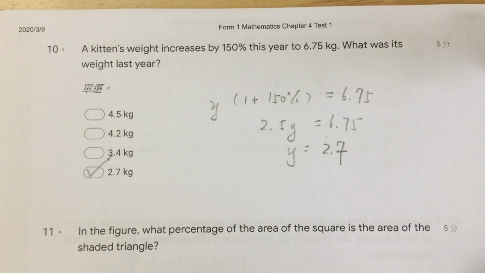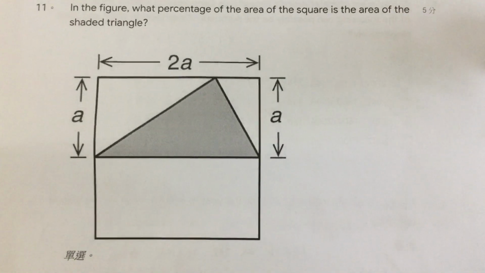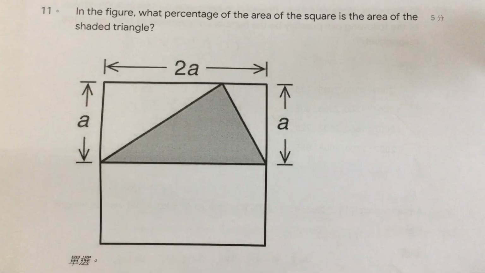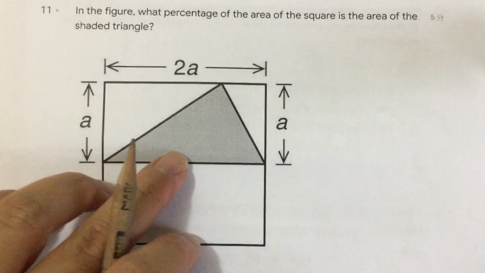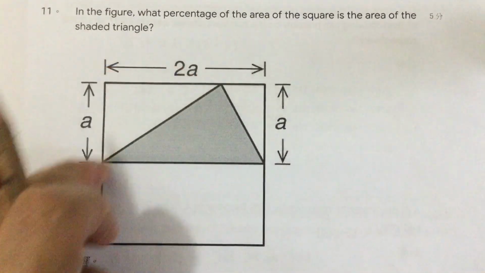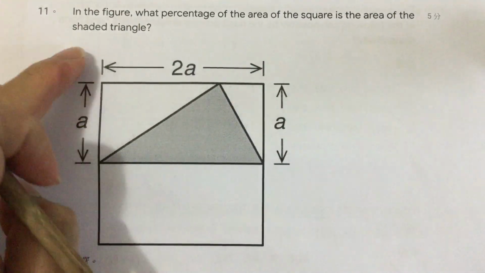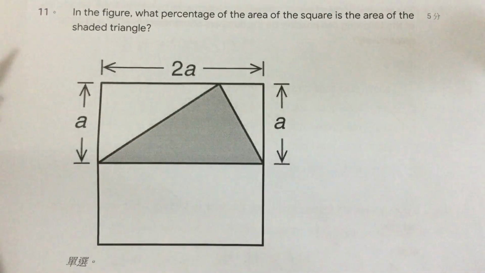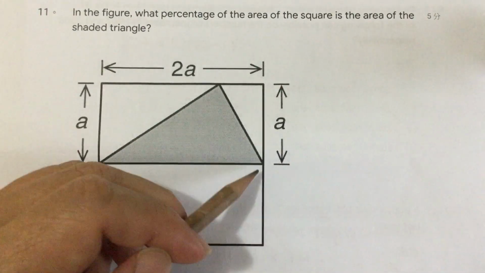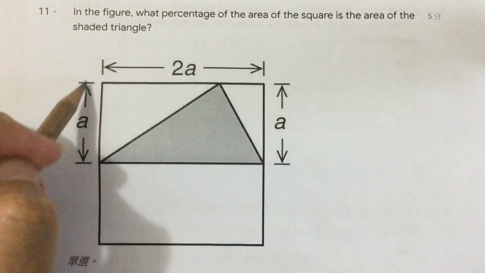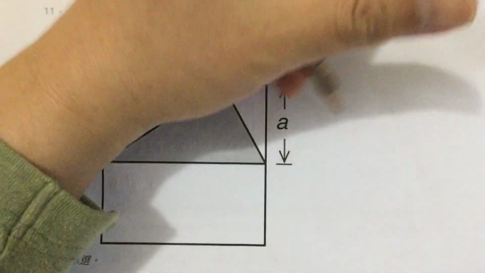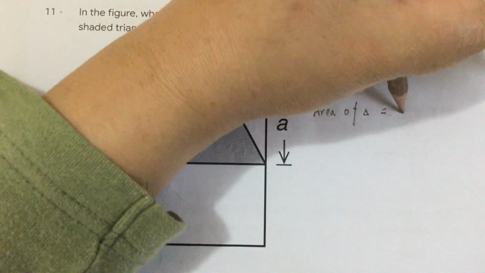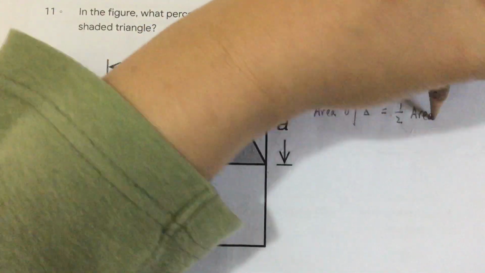Okay, so for question 11. In this question, you are going to find out the percentage of the triangle over the square. You can say the area of this triangle is 2a times a over 2, so this is a squared. And then you have 2a times 2a. So it's obvious that this triangle is half of this rectangle. The area of the triangle is equal to half of the area of the rectangle.